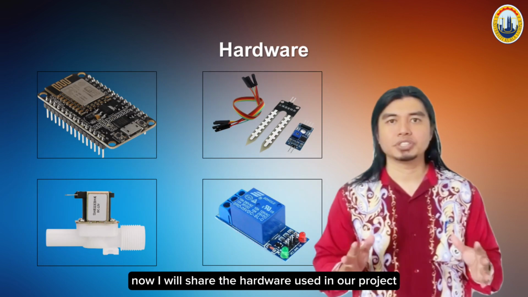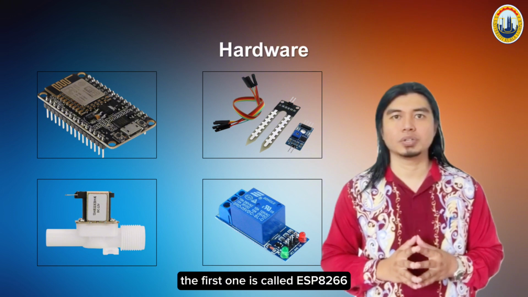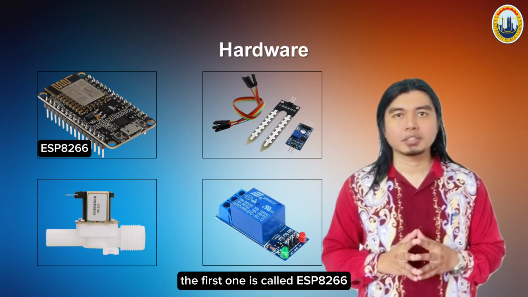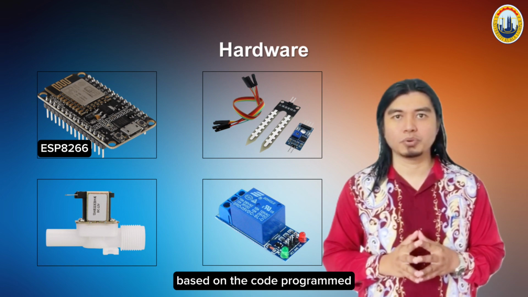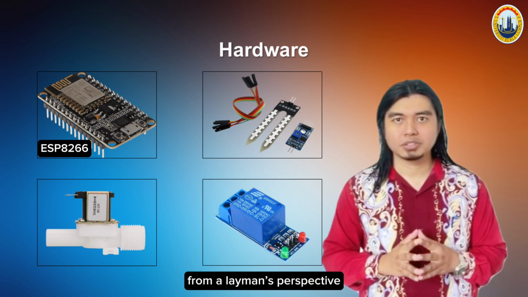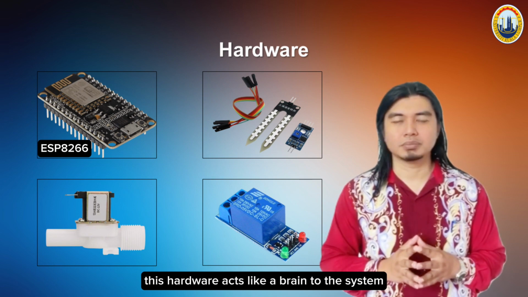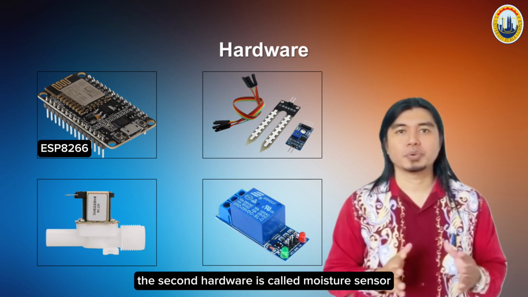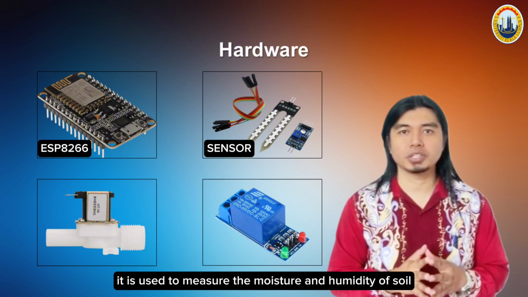Now, I will share the hardware used in our project. The first one is called ESP8266. It is used to control input and output based on the code program. From a layman's perspective, this hardware acts like a brain to the system. The second hardware is called moisture sensor. It is used to measure the moisture and humidity of soil.